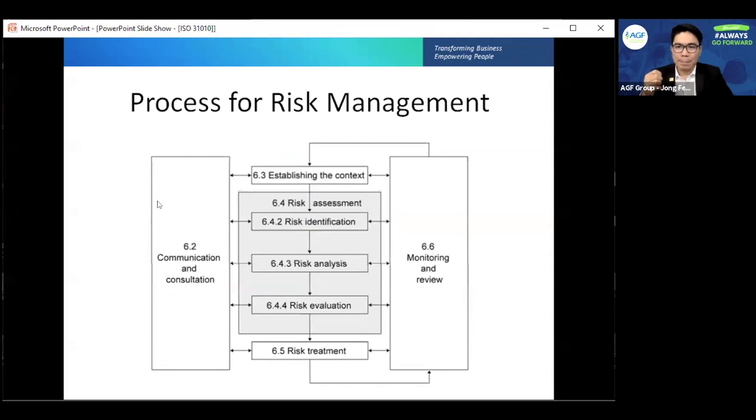Now, simple lang ang process ng risk management. Basic lang yung kanyang activities. Meron tayong risk identification, risk analysis, risk evaluation, tsaka risk treatment. Ito ang gist ng risk management process. Okay? Yun lang. But how to do that is actually a question ng maraming organizations. They have no idea how to perform yung mga specific activities na yun. So, dito papasok yung mga guidelines.